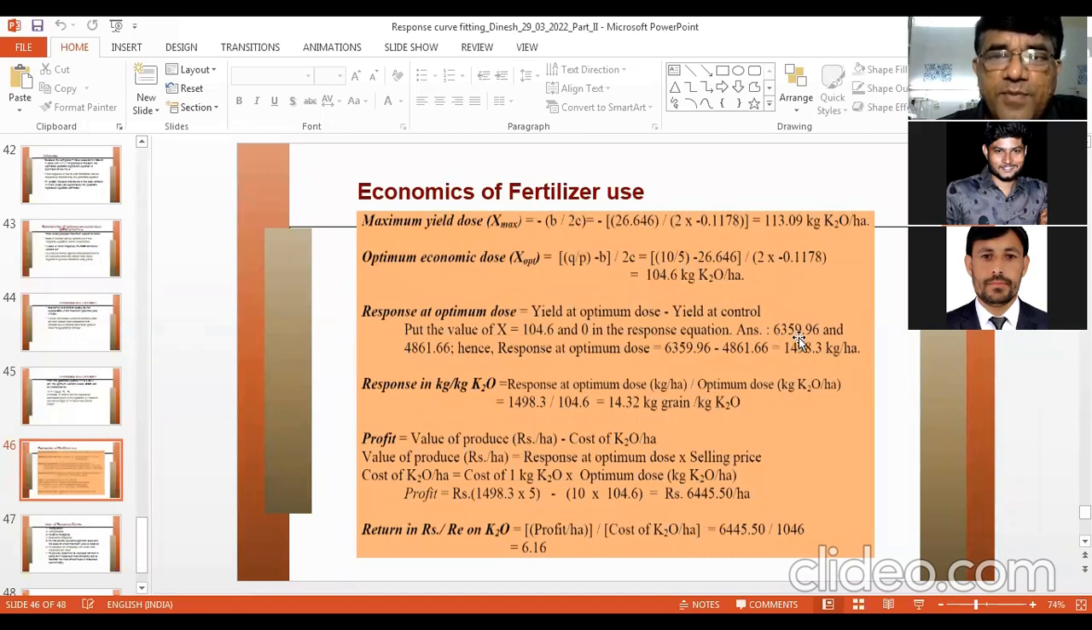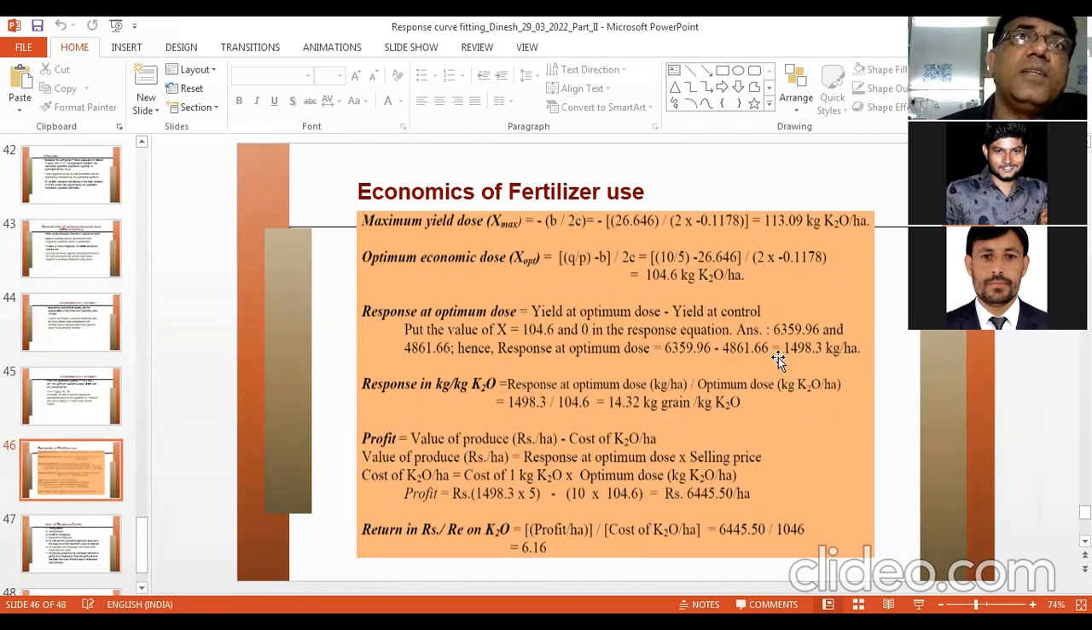One is 6359.96 and the other is 4861.66. So response is the difference between these two. You get 1498.3 kg per hectare. It means this much increase, or this much response, was only because of potassium fertilizer. Because you have taken the optimum dose, you have predicted the yield at optimum dose, which is 6359, and the predicted yield at control. The difference is the actual response.